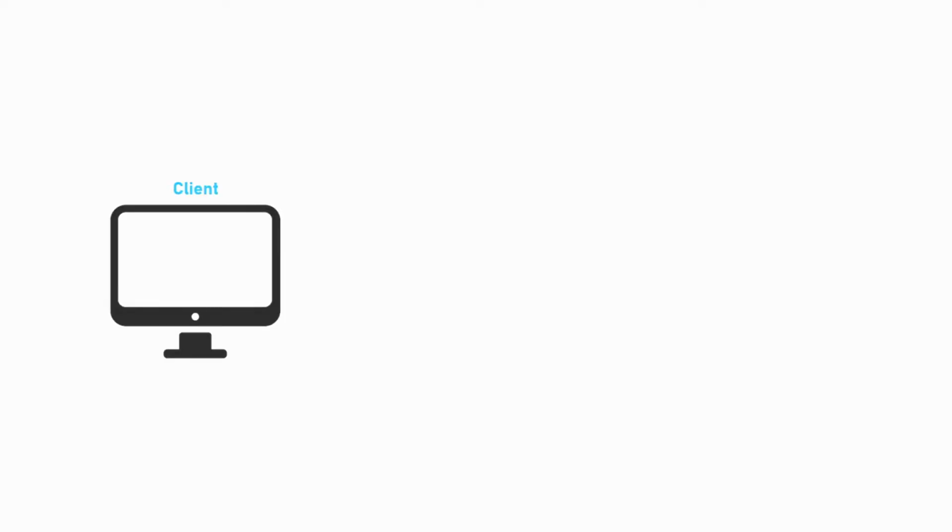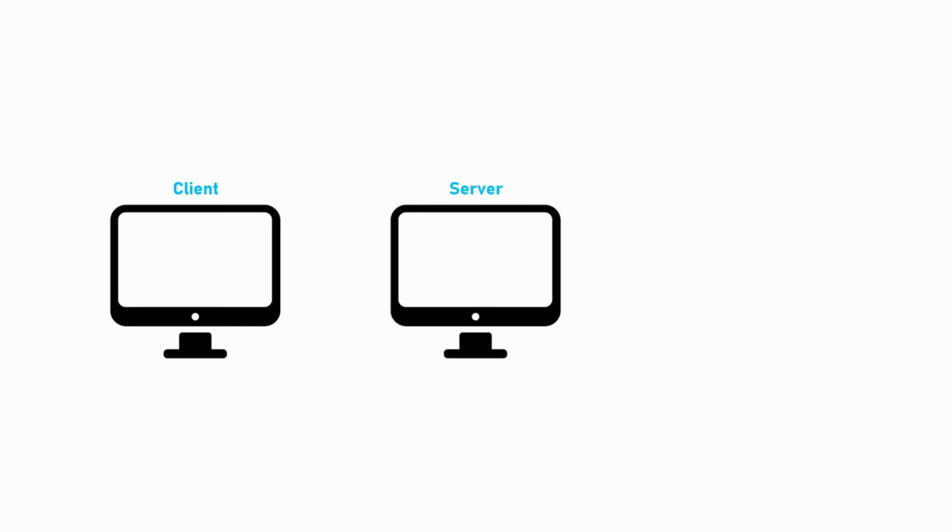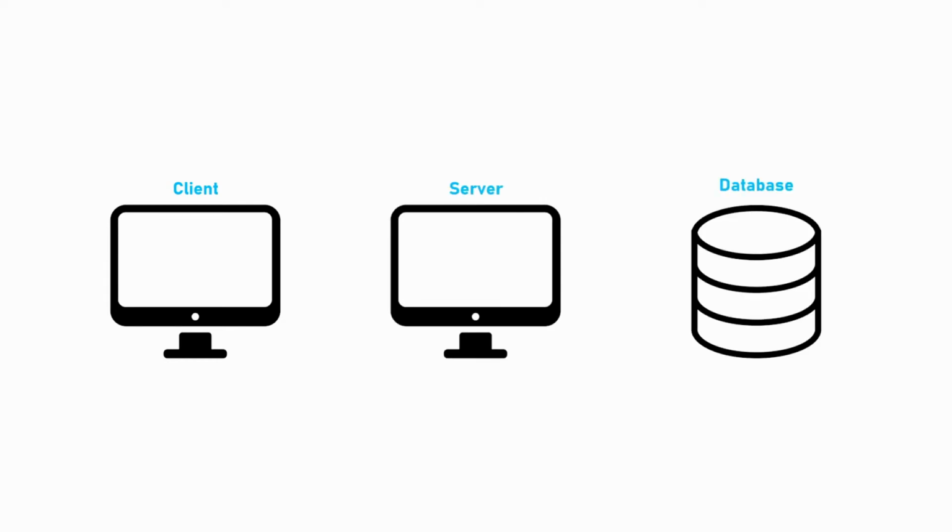Basically, there are three main parts when you're looking at a web application. You start off with the client and the server, and then the third part is the database. The client would be where you type youtube.com into the search bar. The server controls what data you get, and the database is where everything is stored.